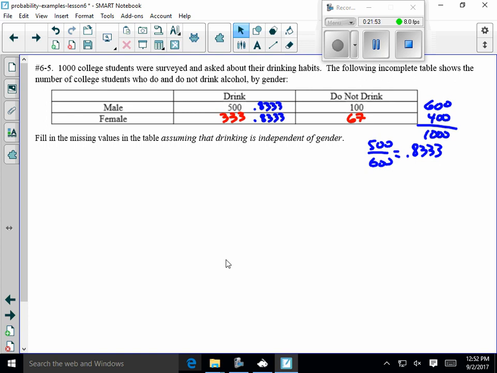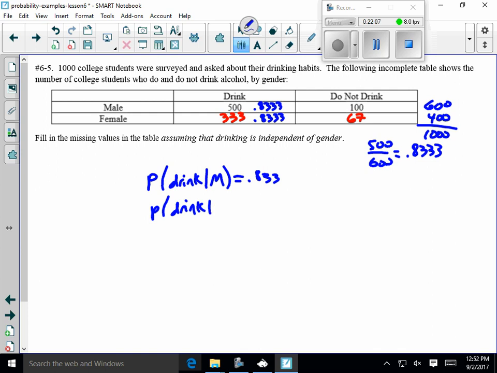That's really saying the probability of drinking given that you're a male is 0.833, and the probability of drinking given that you're female is also 0.8333, right? Since those are equal, it's independent.